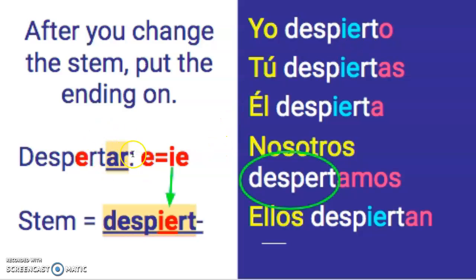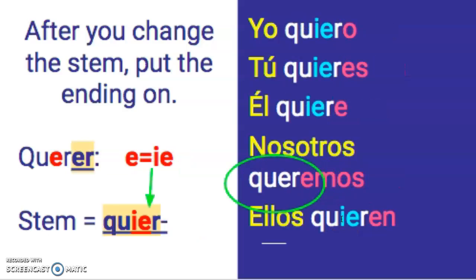So because this is an AR verb, I'm going to use yo despierto, tú despiertas, él despierta. Notice here, nosotros despertamos. There's no stem change for nosotros. Ellos despiertan. So I still use my o, as, a, amos, an endings. Just a regular AR verb in that sense. The only difference is I have to change my stem before I can put the ending on.